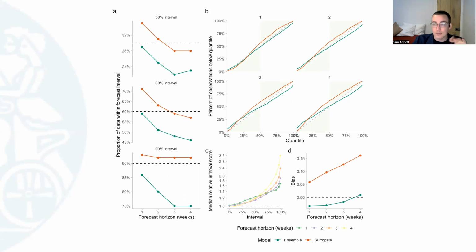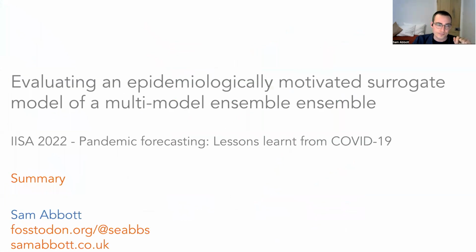And then finally, there's some bias issues. So the ensemble is relatively unbiased, but our surrogate model is really quite biased towards overprediction, which is not a good trait at all, and is not something that we really understand what part of the assumptions are driving that.